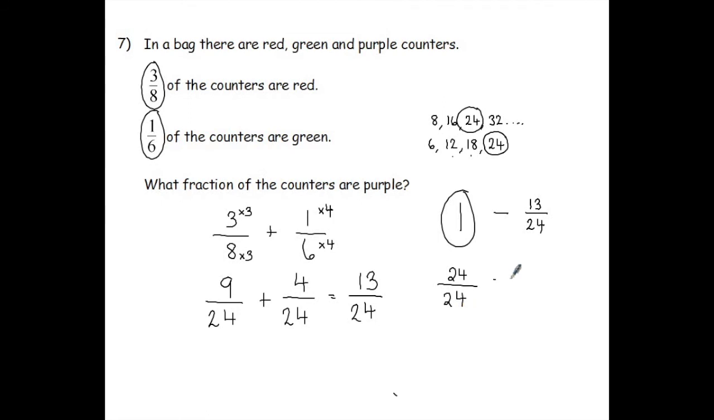So we want to take away the 13 over 24, and we can see our denominator is the same. We've got 24 on the bottom of both. So remember, the 24 is going to stay on the bottom, and we can now subtract the top numbers. So 24 take away 13 gives us 11. So what fraction of the counters are purple? The fraction of the counters that are purple are 11 out of 24.